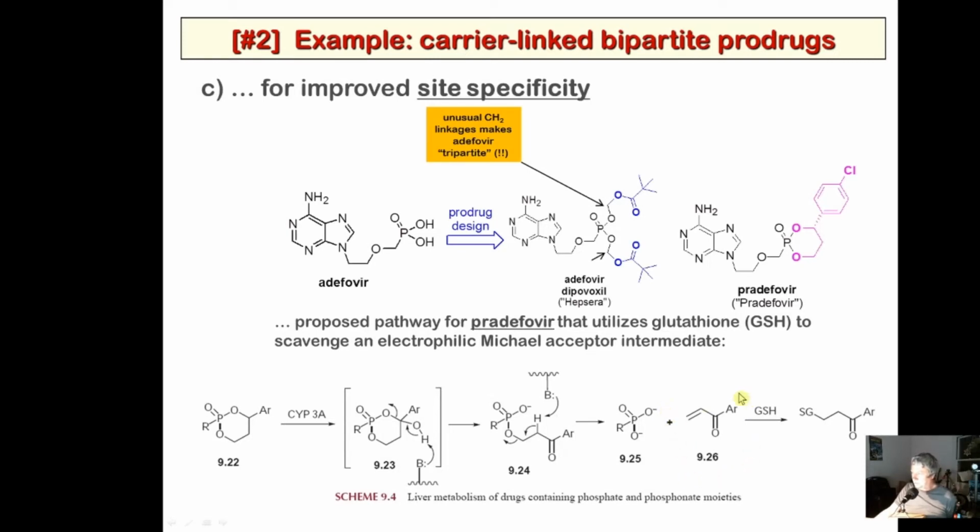This could be liver toxic, right? Except for the fact that glutathione will totally react with this electrophilic intermediate. So glutathione's nucleophile attacks, sort of in a Michael addition manner, attacks the alkene, kicks the electrons onto the ketone, and then makes the glutathione adduct. So this is perhaps how prodefovir avoids liver toxicity during its metabolic activation.